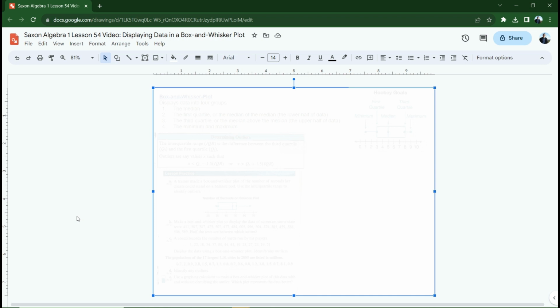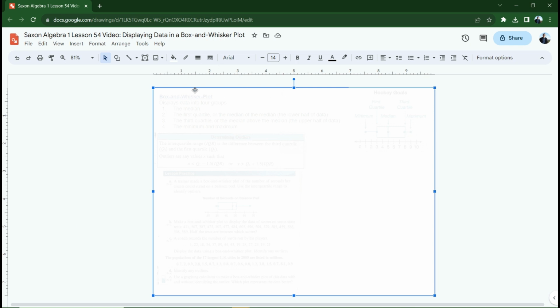Hey, Algebra students. In this lesson, we are going to be talking about displaying data in box and whisker plots. So we're back to another lesson on how we display data, like sort of a statistics lesson. It's not really talking about probability this time. We're just talking about displaying data in a way that is useful for us to look at and understand what we're looking at. And that's what we're going to be doing in this lesson.